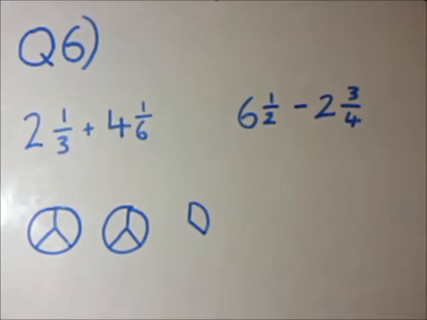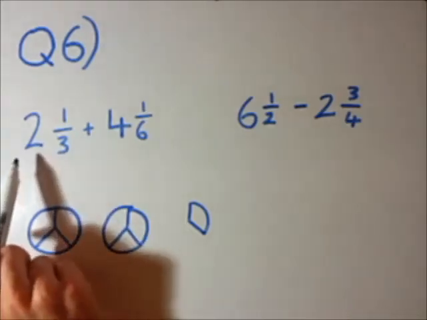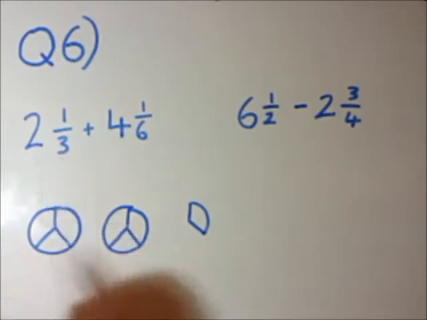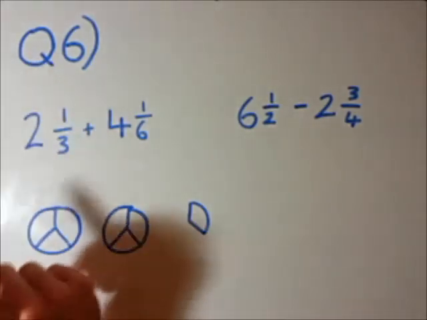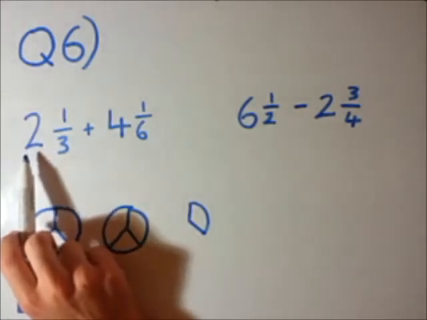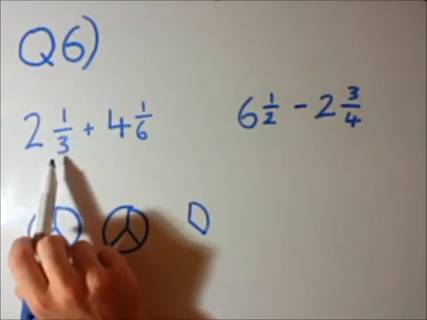Question 6 looks at fractions again, so we're going to be adding and subtracting some fractions, but this time you see the numbers in a bit of a different form. You've got a big number out the front and you've got a fraction next to it. So I'm just going to quickly explain now what this actually means. And I'm going to use this first one as an example. We've got a big number of 2 and then a third after it.